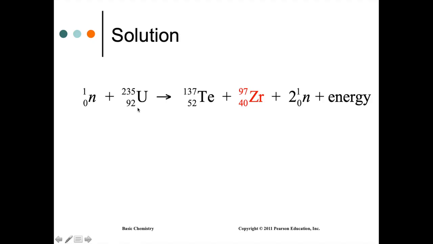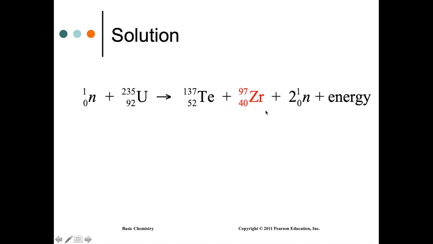On the left-hand side, we have 92 plus 0, so that's 92 for our atomic number, and so we have to have 52 plus 0, or 2 times 0, which is still 0, plus what gives us 92? Well, we need 40. 52 plus 40 plus 0 gives us 92. And so we have an atomic number of 40, which if you use your periodic table, you can figure out that it's zirconium.